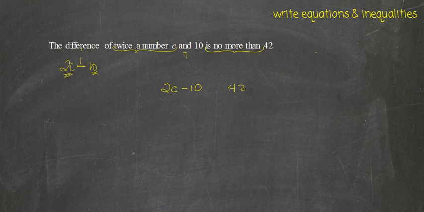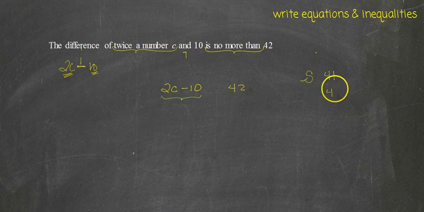Now let's think about what "is no more than" says. Suppose the thing on this side of the equation is 41. Suppose the answer is 41. Does that fit this? Well, is 41 no more than 42? Of course it's no more than 42. It's not even 42 yet, so it can't possibly be more than 42. How about 44? Is 44 no more than 42? Well, no. It's definitely more than 42.